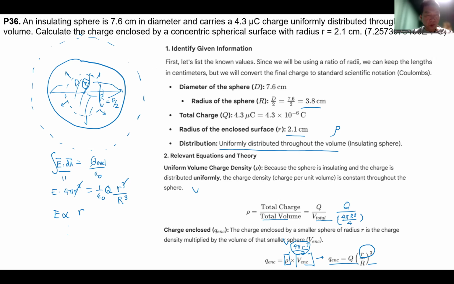And then you remember that in this case the electric field increases with r and then decreases with r squared. Okay, so this is the case. The turning point is the capital R. Okay, so I just want you to remember this diagram as well.